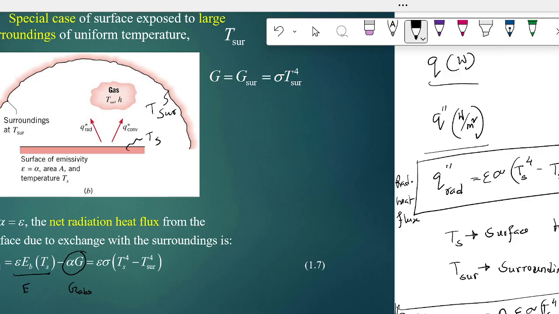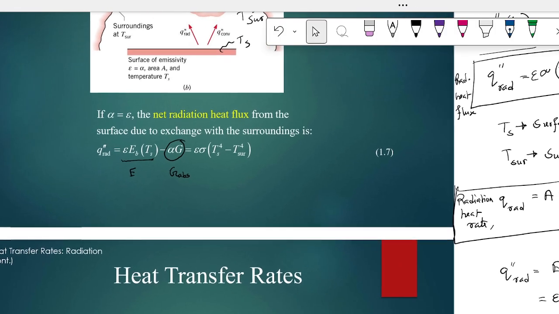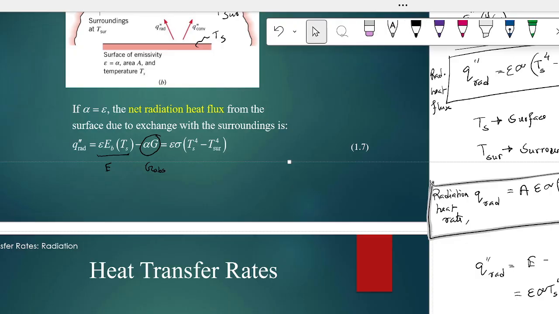You guys understand what alpha and epsilon are, right? Epsilon is emissivity, alpha is what? What is alpha? Absorptivity, right? Absorptivity says the amount of absorption that can happen, and emissivity says the amount of emission that can happen. All right, so everything's good. So I can say it this way. So this is my Q red double prime. So when epsilon is equal to alpha, then I can write Q red double prime equal to what I can write?